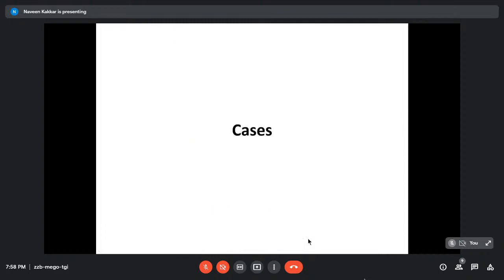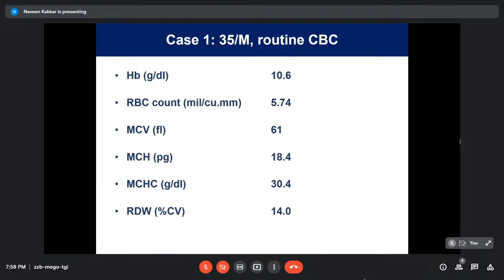So let's go to the cases straight away. I've got about 14 cases and then 4 pitfalls, and that's it. There's a 35-year-old male who came for a routine CBC, and I'll just quickly highlight what is abnormal in the CBC.